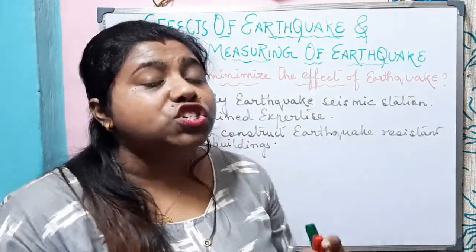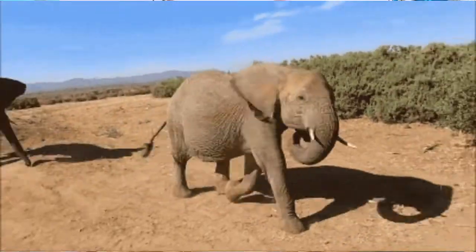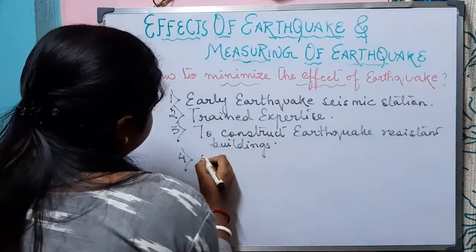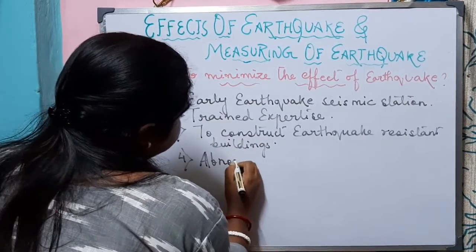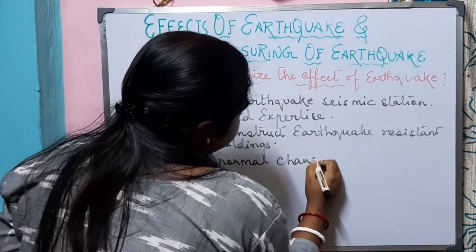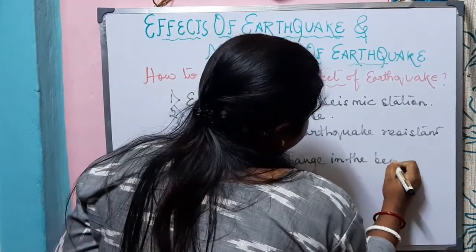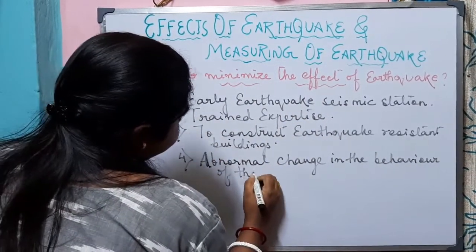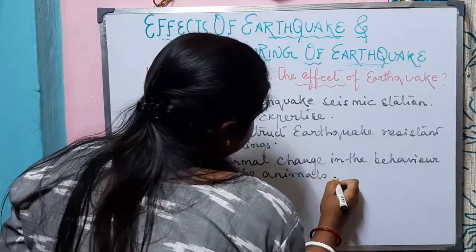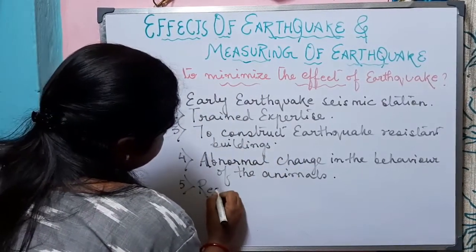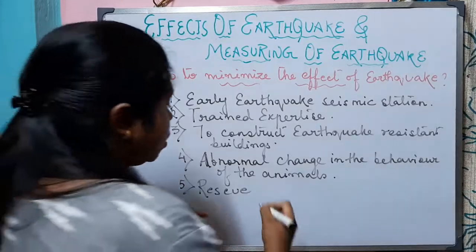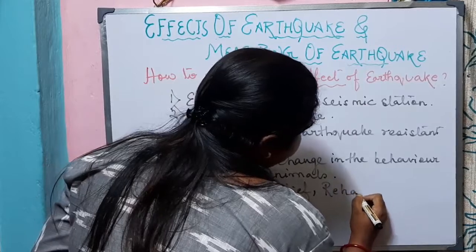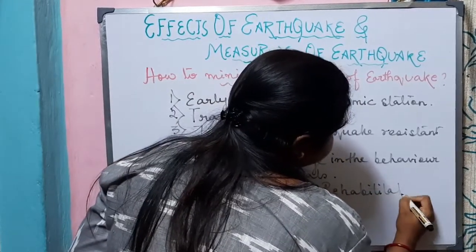To observe the abnormal changes in the animal behavior, you will see the dog start barking, and by this you can understand that maybe a disaster is supposed to come. Abnormal change in the behavior of the animals. What else we can do? The area where earthquake may have occurred, we need to rescue, we need to provide them relief, and we need to rehabilitate them. So rehabilitation.